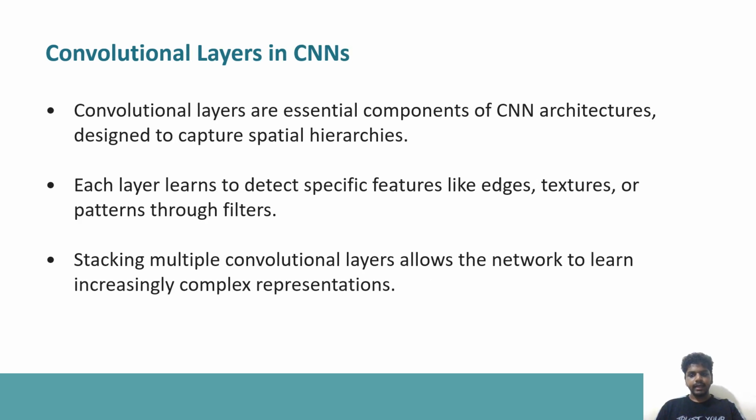Convolution layers in CNNs. Convolution layers are an essential component of CNN architecture, designed to capture specific hierarchies. Each layer learns to detect specific features like edges, textures, or patterns through filters. Stacking multiple convolution layers allows the neural network to learn increasingly complex representations.